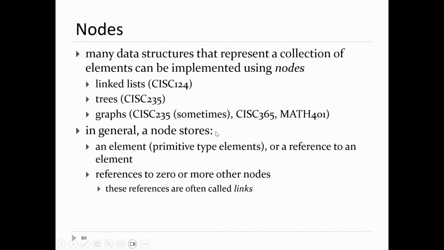So if you want to make a collection based on nodes, what you need to know is that a node stores an element, or a reference to an element in the case of Java. A node then also holds a reference to 0 or more other nodes. And so these references are often called links. So a node links to another node, or possibly multiple nodes.